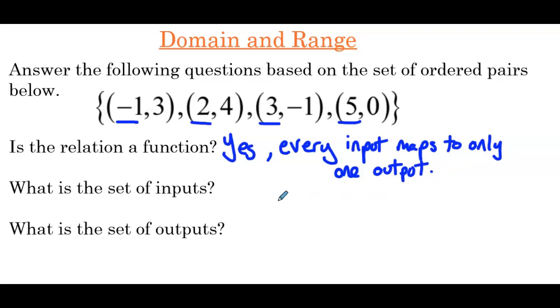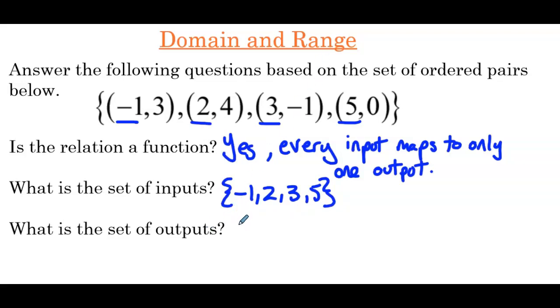Perfect. So what is the set of inputs? Well, the set of inputs are the values that we've underlined in blue. To write that set of inputs, we're going to use a curly bracket, just like we use for the set of ordered pairs, and we're going to list the inputs from least to greatest. Now, conveniently for us, it already is in that order. So -1 is the lowest, 2, 3, and 5. So that is our set of inputs.